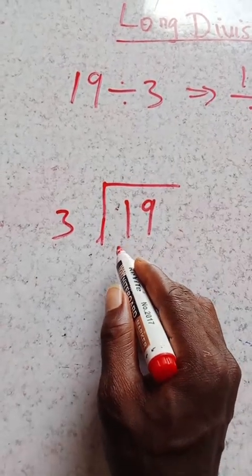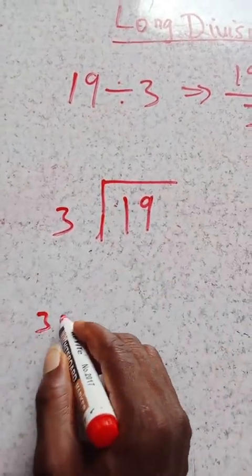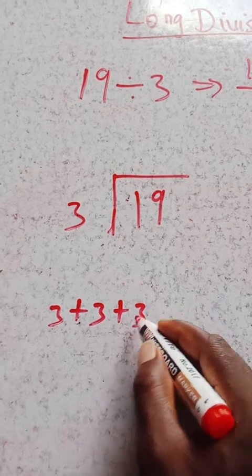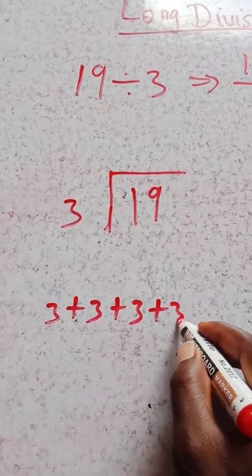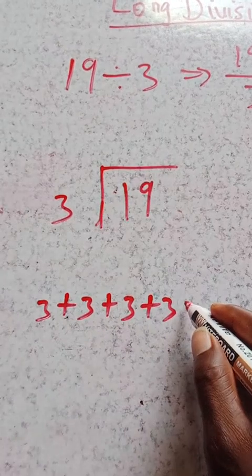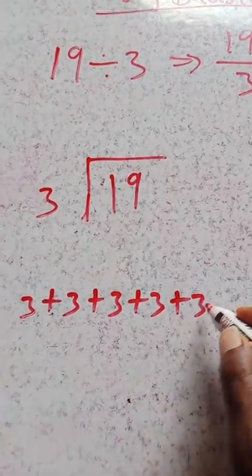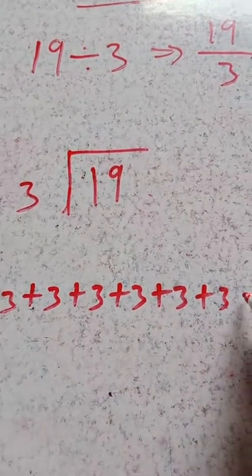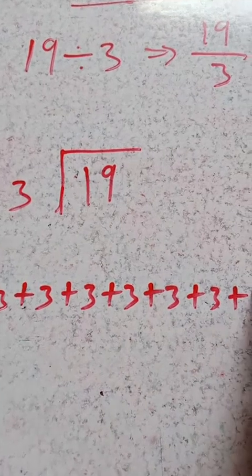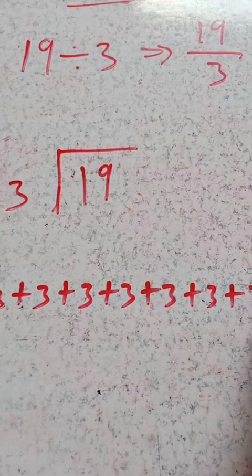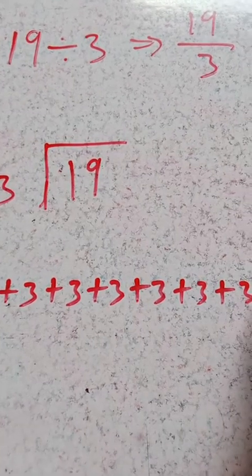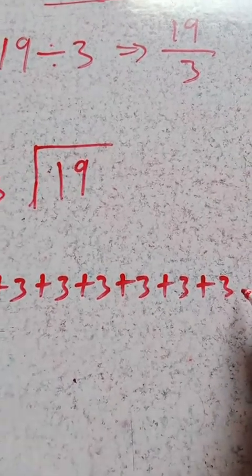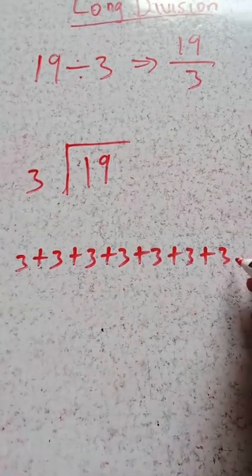So you write 3 plus 3 is 6, plus another 3 is 9, plus another 3 is 12, plus another 3 is 15, plus another 3 is 18, plus another 3 is 21. Okay, and what you are looking for is 19.